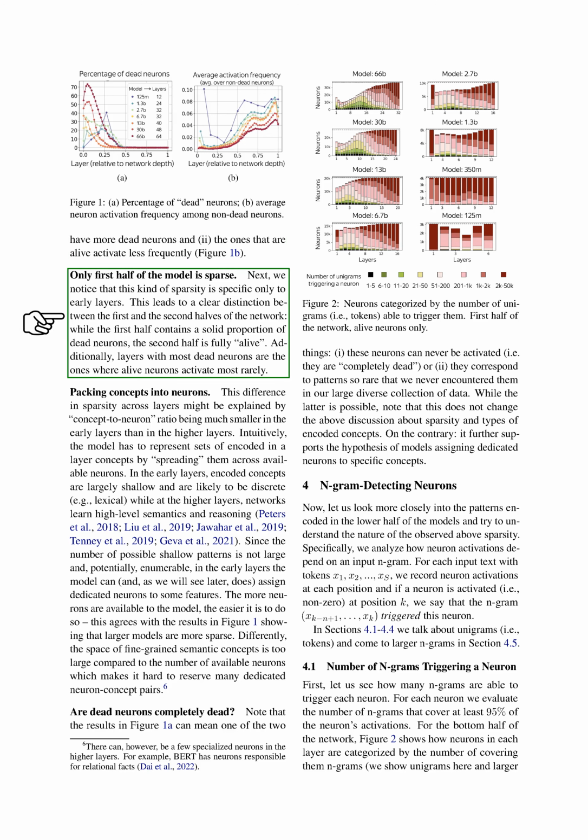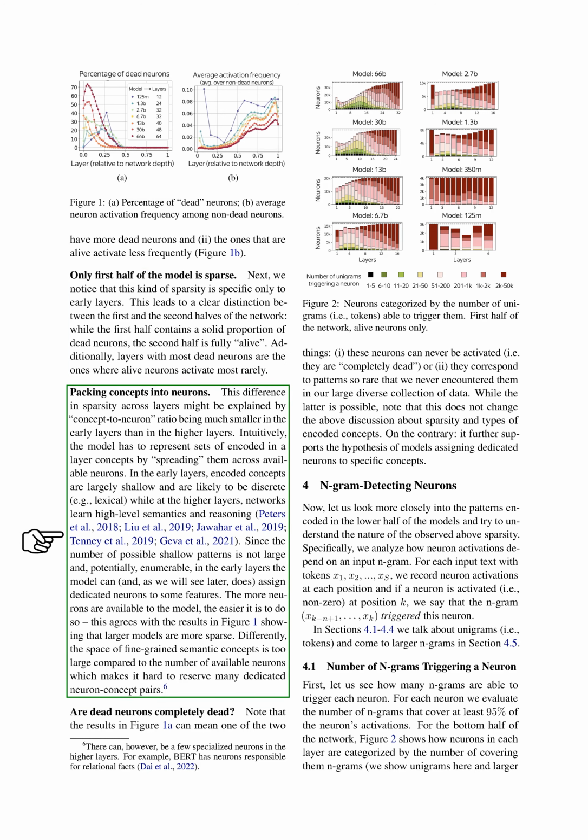Interestingly, this kind of sparsity is specific only to early layers. This leads to a clear distinction between the first and the second halves of the network. While the first half contains a solid proportion of dead neurons, the second half is fully alive. Moreover, layers with most dead neurons are the ones where alive neurons activate most rarely. This difference in sparsity across layers might be explained by the concept-to-neuron ratio being much smaller in the early layers than in the higher layers.